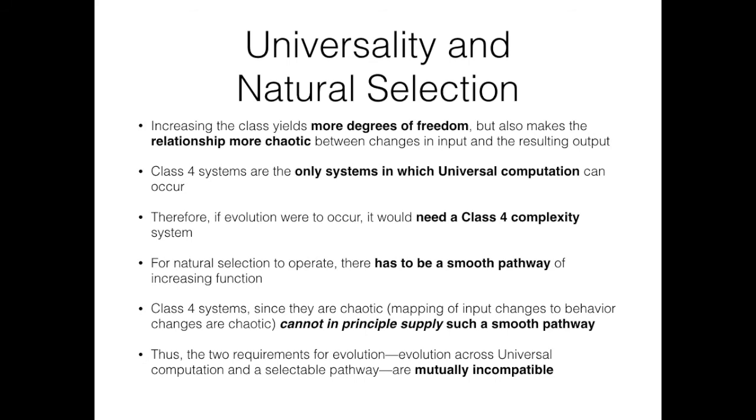Okay? So that, yes? Could you expand on premise 4 a little bit? You say that for natural selection to operate, there has to be a smooth pathway. Can you explain that? So it's not, and smooth is probably not the best word there.